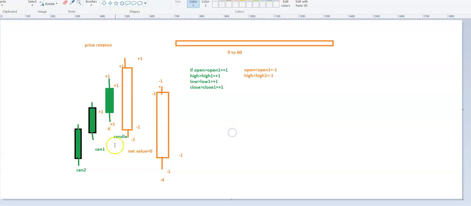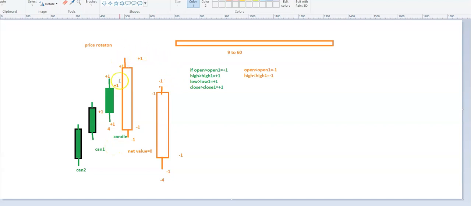So here you see the current candle high is greater than the previous candle high, that means +1. The close is greater than the previous candle close, that means +1. You can compare the previous candle to the current candle, right? The current candle low is greater than the previous candle low, that means +1, and of course the open is greater than the previous open, so this is +1. So the net value of this candle is 4, right?